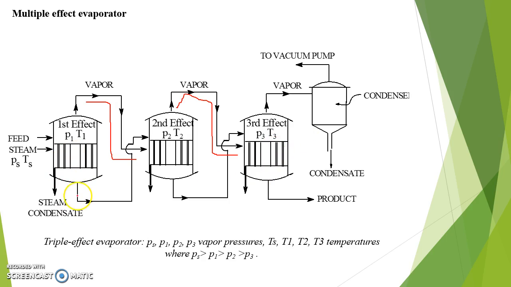And from the first effect evaporator, the product which is coming out, a concentrated liquid, is used as a source of feed in the second effect evaporator, and from the second it is used as a source of feed in the third effect evaporator, and finally from the last effect we are collecting the product as a concentrated product.